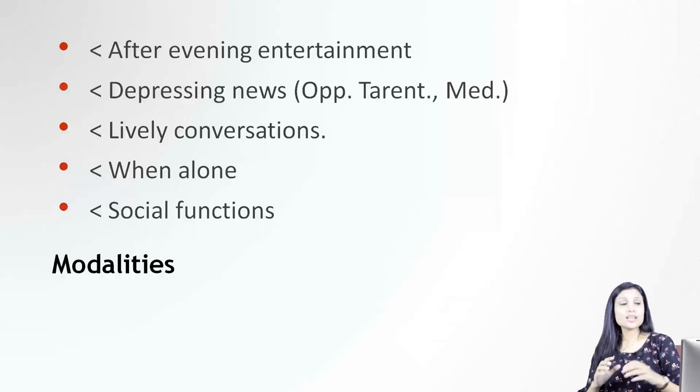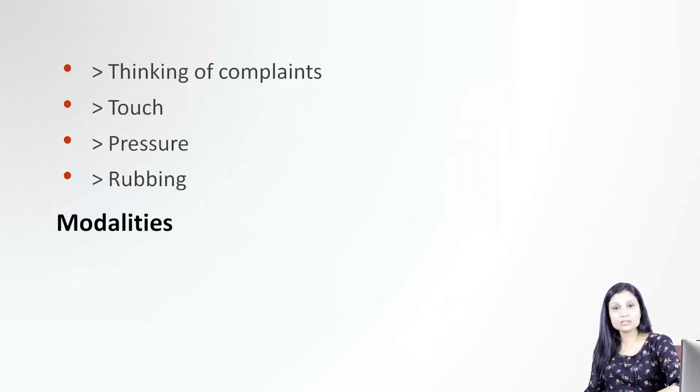Before that, let's have a look at its modalities. It's worse after evening entertainment. We explained that. Worse after depressing news. The opposite is seen in Tarantula and Medorrhinum. Worse lively conversations when alone and after social functions. That is when she feels worse. She is better when she thinks of her complaints, better by touch, pressure and rubbing. So there is a desire for magnetism, something that is similarly seen in Phosphorus as well.